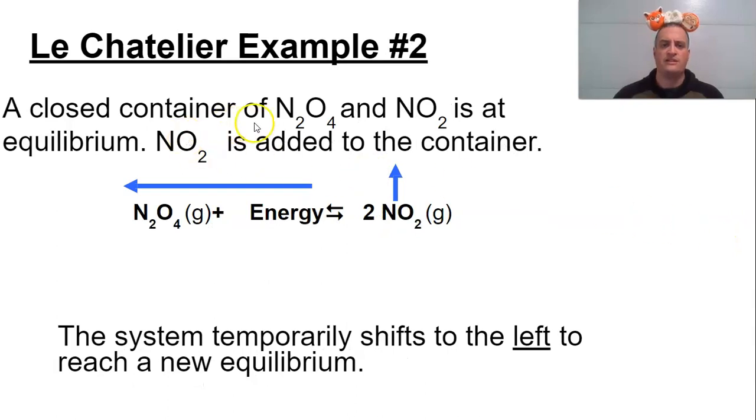Another example, closed container of these is at equilibrium. We add more NO2. Because we have more of this, it's going to shift it towards the reactants. Because I have more products that can react to make more reactants, it temporarily shifts to the left.